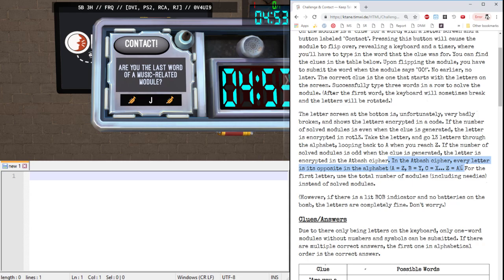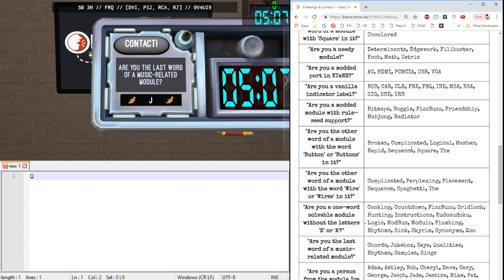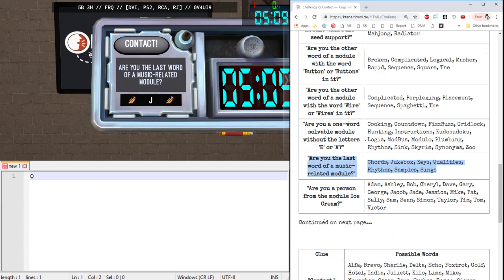So J is the 10th letter. 27 would be 10 plus 17, so I need the 17th letter. And the 17th letter is a Q. So, let's go back to this list. Last word of a music-related module. Hey, we do have one that starts with a Q. It's qualities. Specifically chord qualities.